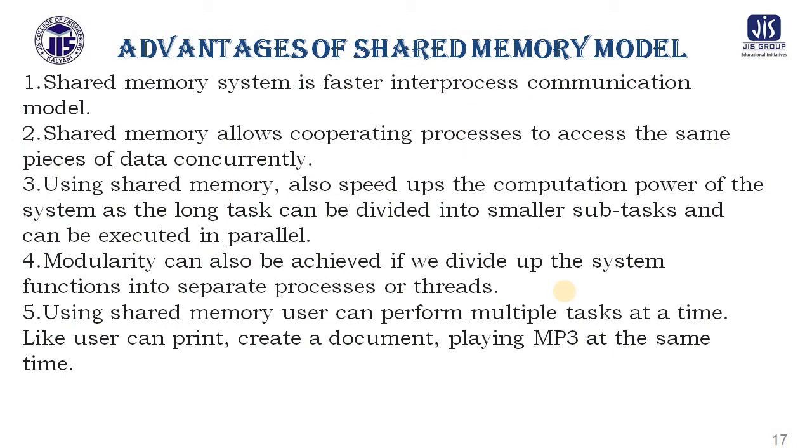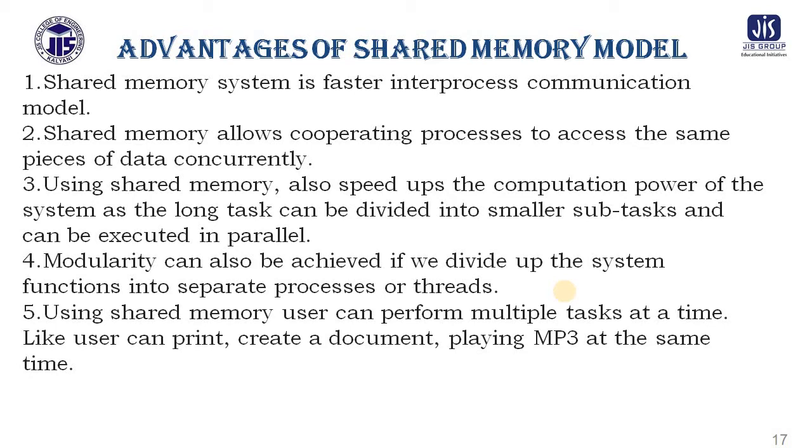So what are the advantages of using the shared memory model? Number one, the shared memory system is a faster inter-process communication model. Number two, the shared memory model allows cooperating processes to access the same piece of data concurrently. Number three, using shared memory also speeds up the computation power of the system, as long as the task can be divided into smaller subtasks and executed in parallel.